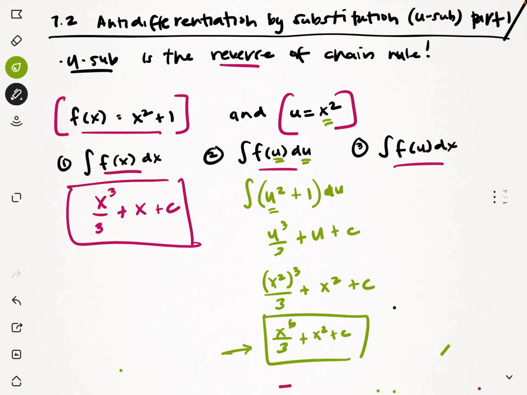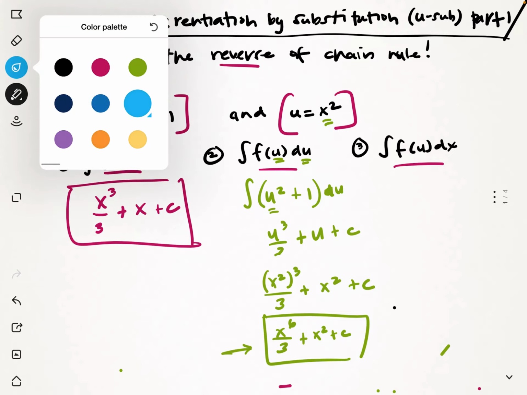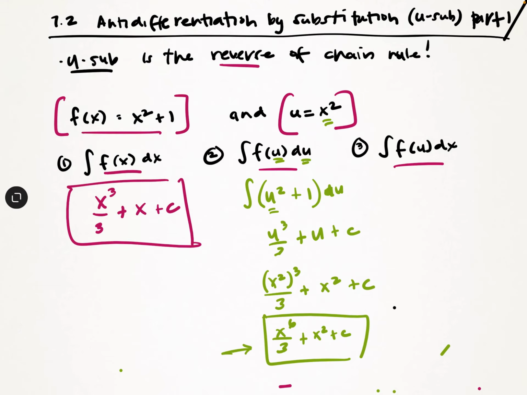Okay, so for this last one, this one is doing f of u with respect to x. So what we're going to do is make our u first. Our f of u is going to be u squared plus 1. But because we're doing it with respect to x, now we've got to plug that x back in, or whatever our u would be in terms of x.